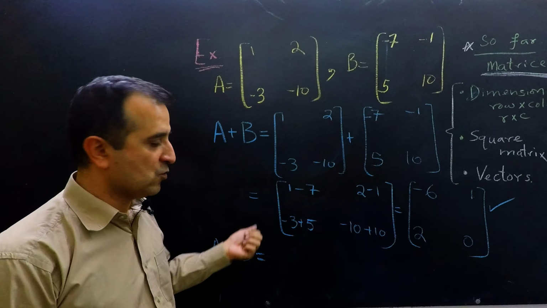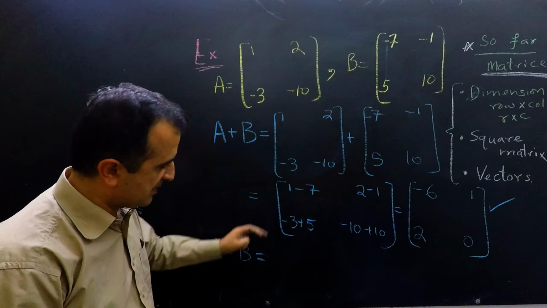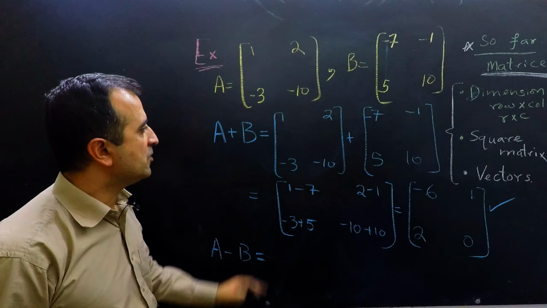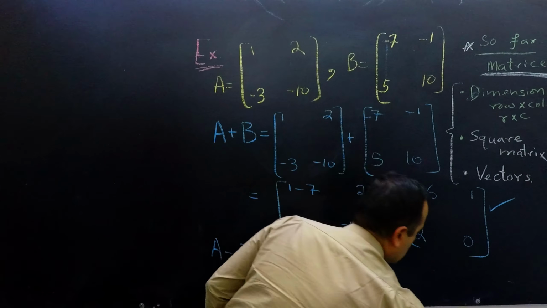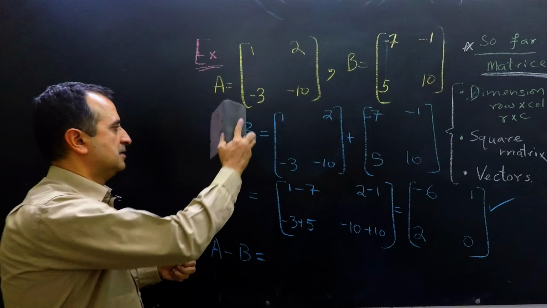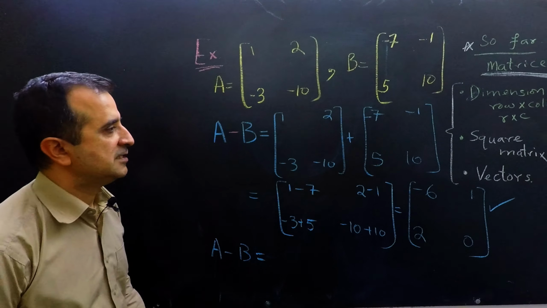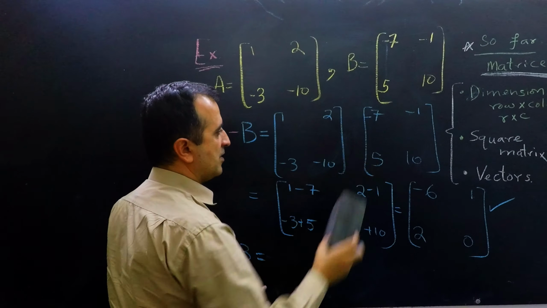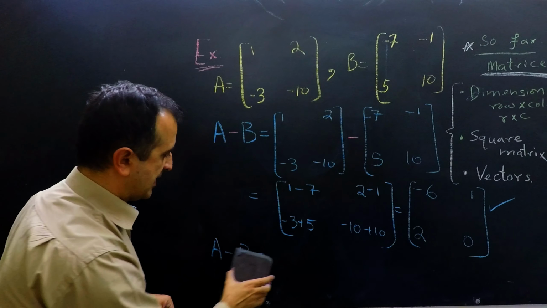Now let's quickly do A minus B also. So instead of doing this in this small space, I'm going to reuse this same space. So instead of plus, in this case, we have minus. So here we have minus. Instead of plus, here we have minus. And now we have to redo this second step.